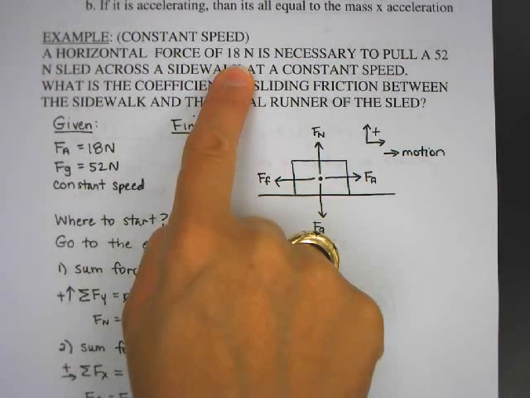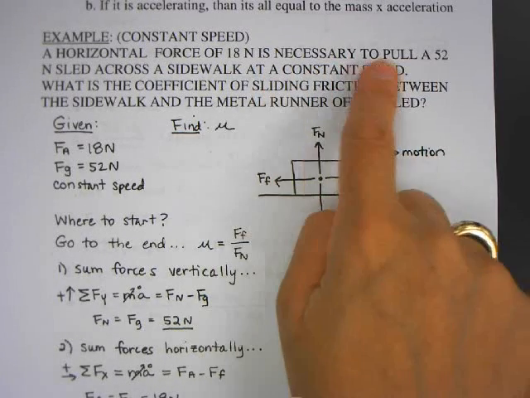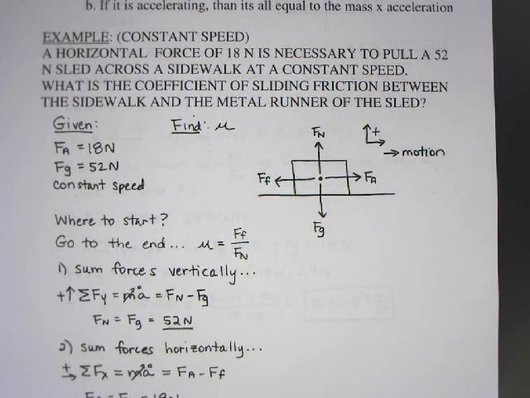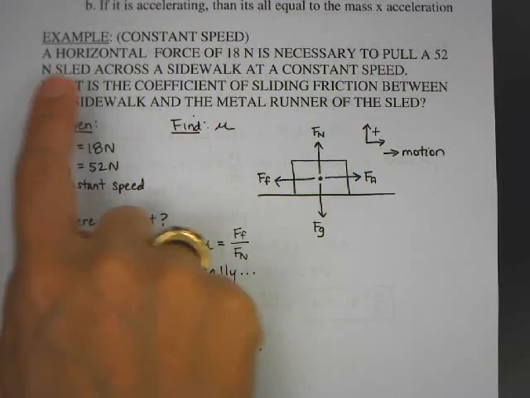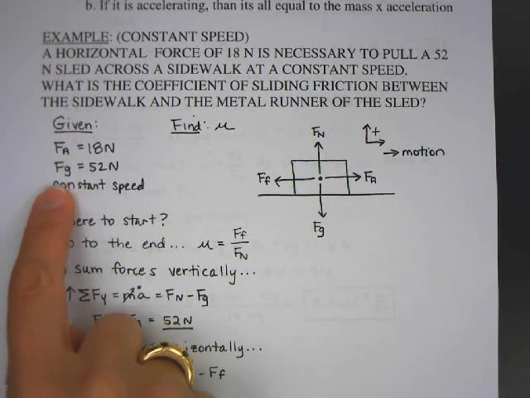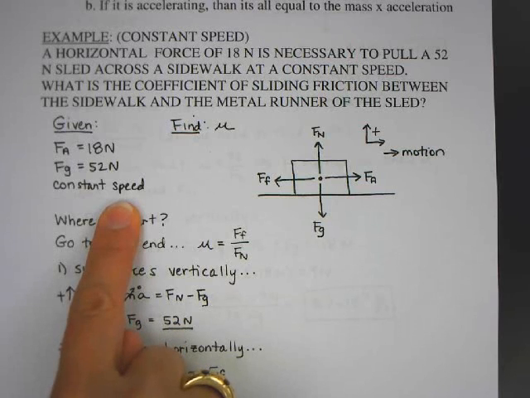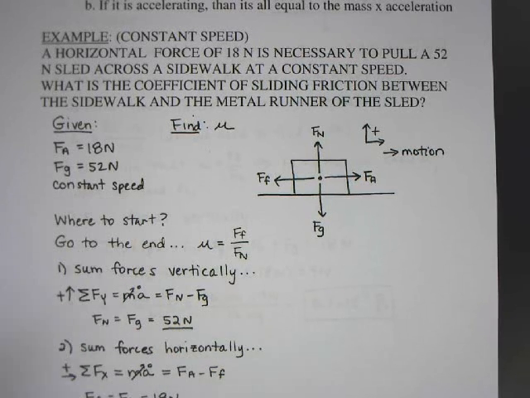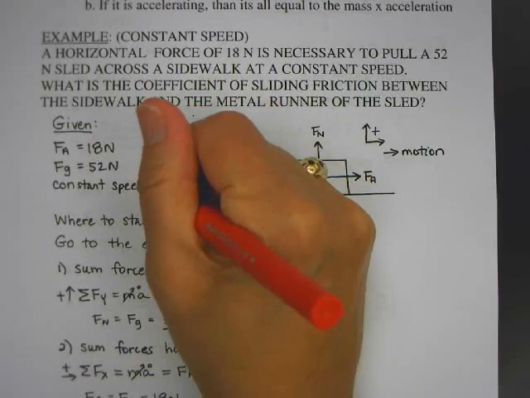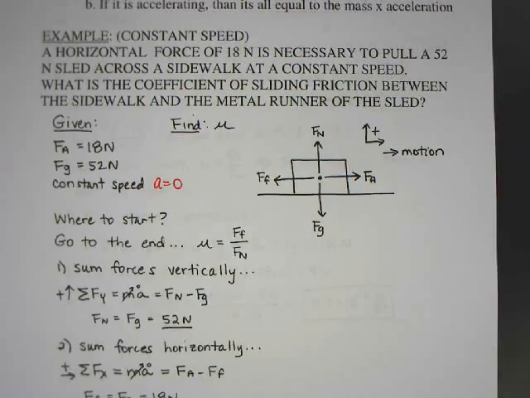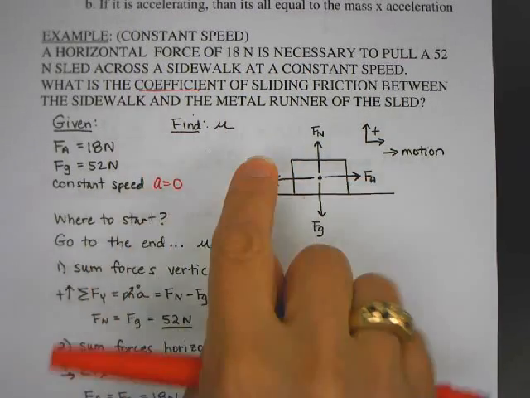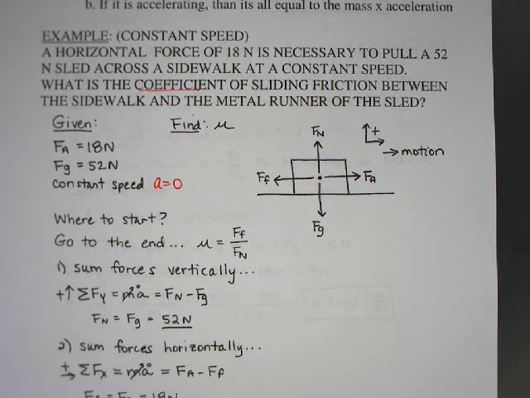So it says a horizontal force of 18 newtons is necessary to pull a sled. So remember, when we read problems, we're going to chunk it. A push or a pull is an applied force, so I'm going to write in my given F_A is 18 newtons. A 52 newton sled, well, that's how much a sled weighs, so that's the force of weight. At a constant speed, I am going to write constant speed in my given, because that means the acceleration is 0. What is the coefficient of friction? So now I want to solve for mu between the sidewalk and the metal runner of the sled.